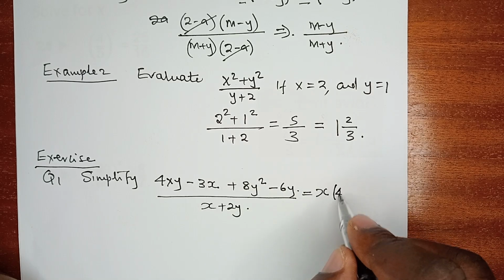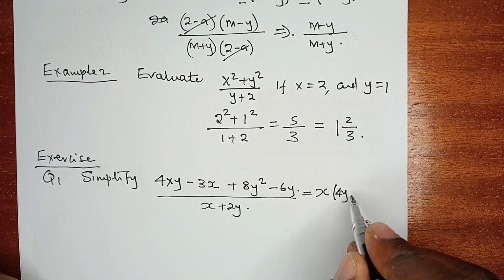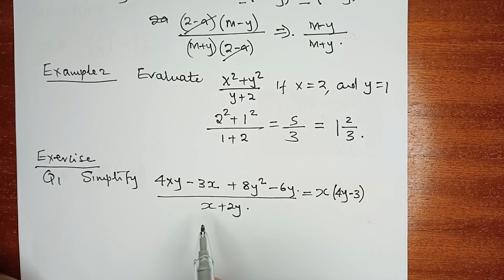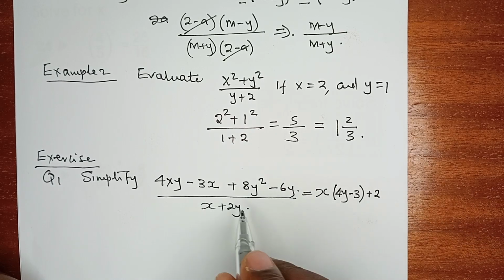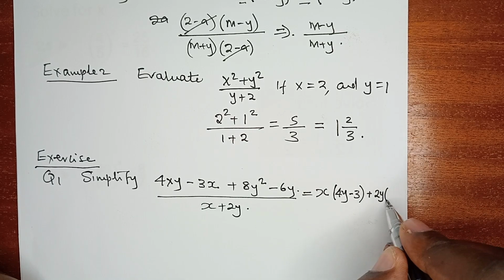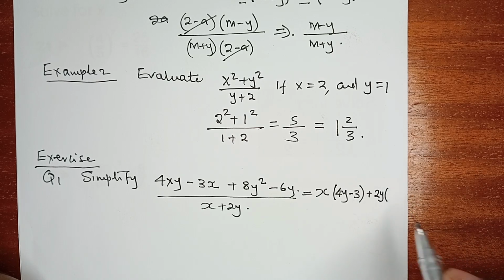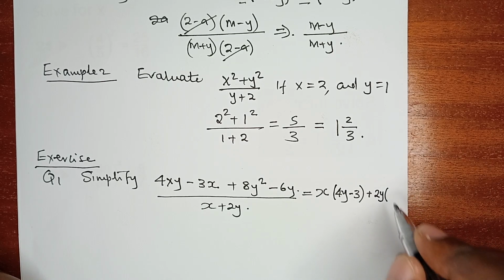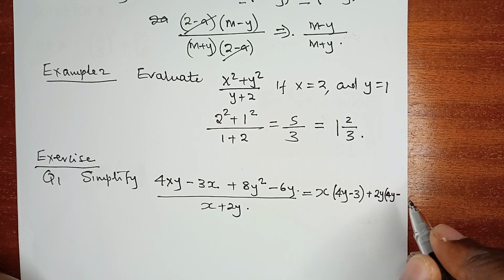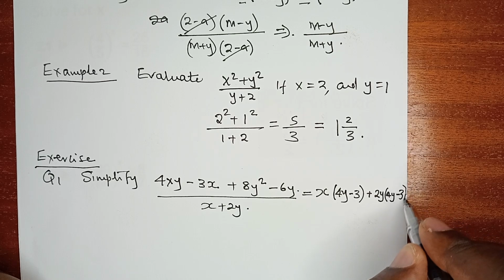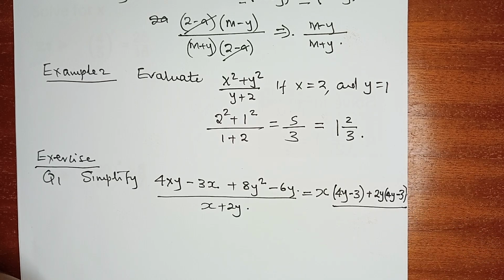So we have in the bracket 4y minus 3. And in the second bracket, the plus comes over. Between 8 and 6, 2 is common. y and y is common in the bracket. We have 8y squared divided by 2y is 4y. 4y minus 3, because minus 6y, everything divided by now plus 2y is minus 3.